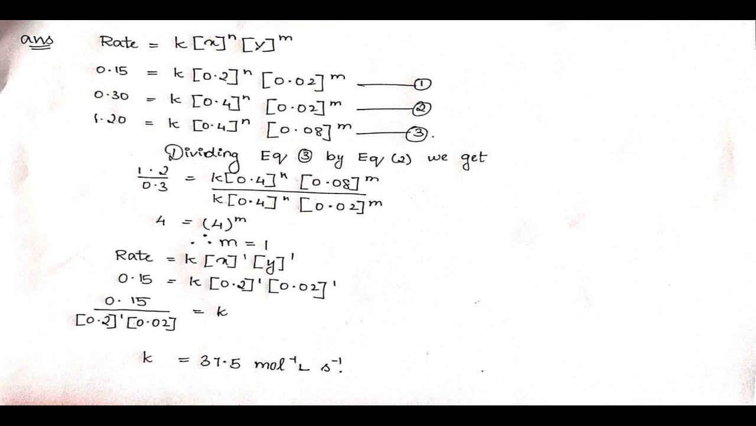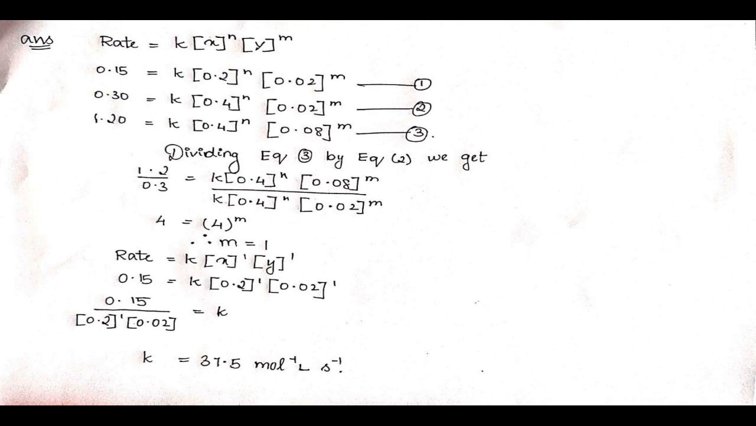Now let us discuss the answer. Rate is equal to k into x to the power n y to the power m. 0.15 is equal to k into 0.2 to the power n into 0.02 to the power m, the first equation. 0.30 is equal to k into 0.4 to the power n into 0.02 to the power m, the second equation. 1.20 is equal to k into 0.4 to the power n into 0.08 to the power m, the third equation.